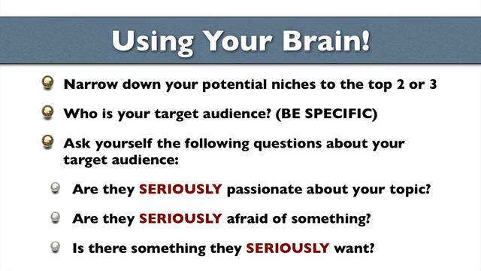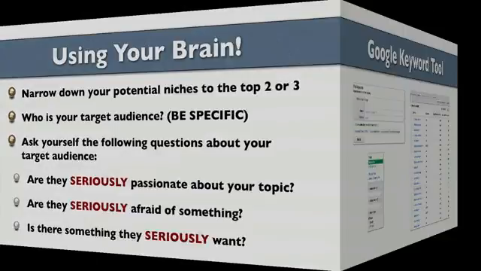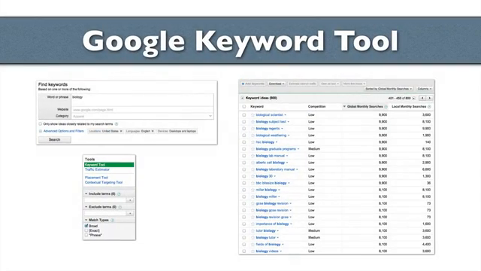Okay, so once we've used our brain to narrow these things down, we can then go to the next free tool, which is the Google Keyword Tool. Now, I'm going to be showing you a number of websites. I'm also going to be showing you inside some software, but I'm not going to be loading it up. I'm just going to be showing you screenshots of the important things so that we don't have any lags and so on. Okay, so here we have the Google Keyword Tool.